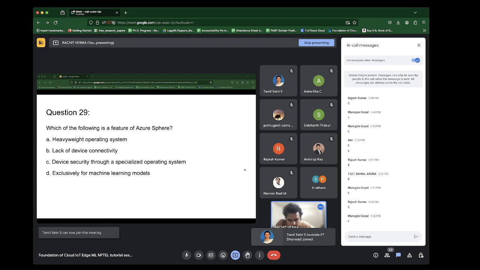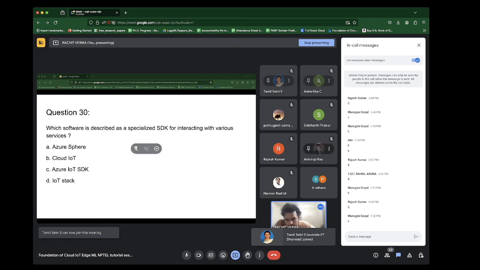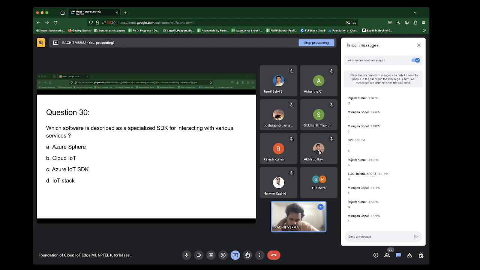Okay. So which software is described as a specialized SDK for interacting with various devices? Azure Sphere, Cloud IoT, Azure IoT SDK, and IoT Stack. So I think Dev has said C. Any other responses? Murugan Gopal has also said C. Azure Sphere. Okay, so Selvi ma'am has said the answer is A, Azure Sphere.